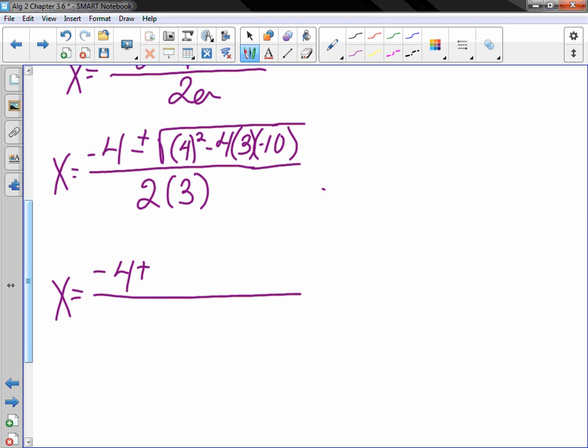Negative 4 plus or minus the square root. And 2 times 3 is 6. Again, I would plug in the calculator. Parentheses around the 4, so 4 squared minus 4 times 3 times negative 10. I think we get 144. Or so 4 squared. 136. I was being hopeful.